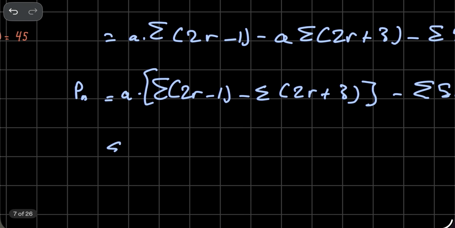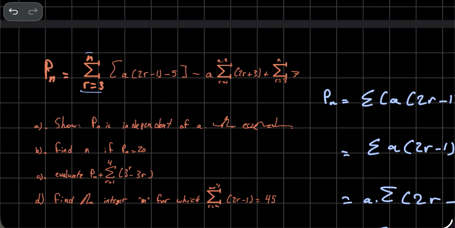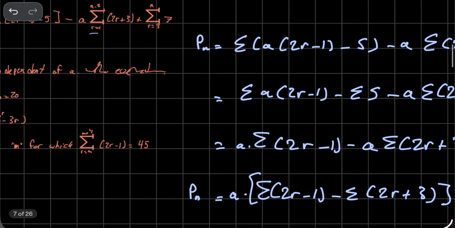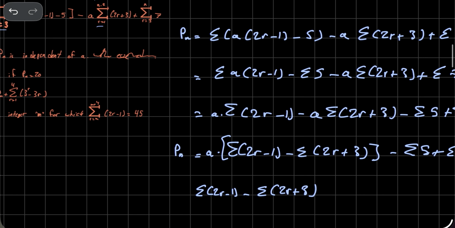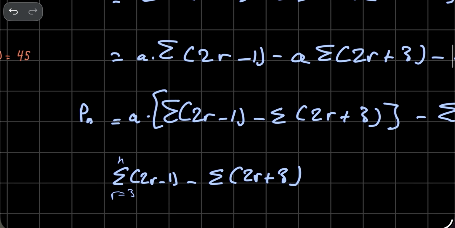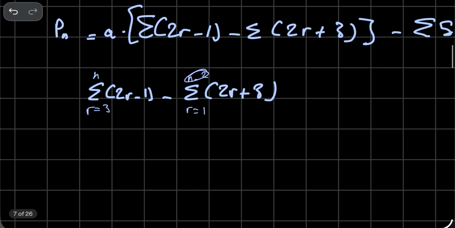Let's take these terms and work on them: sigma of (2r minus 1) minus sigma of (2r plus 3). Now, of course, we want to see the indexes of the first sigma and of the second. For 2r minus 1, the indexes were r equals 3 to n, and for the 2r plus 3, r equals 1 to n minus 2. So r equals 3 to n, and r equals 1 to n minus 2.